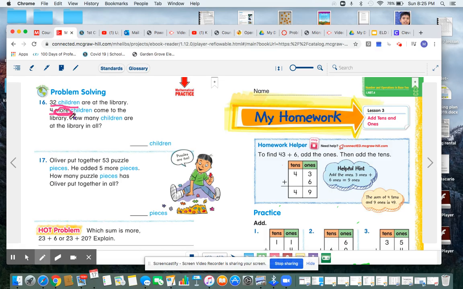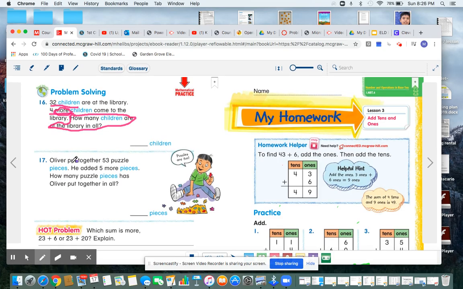So this is my question. This is what they want me to answer. So I'm going to make sure that I circle that so I know that this is my question. So I'm going to read it one more time. 32 children are at the library. 4 more children come to the library. How many children are at the library in all? Go ahead and answer that.